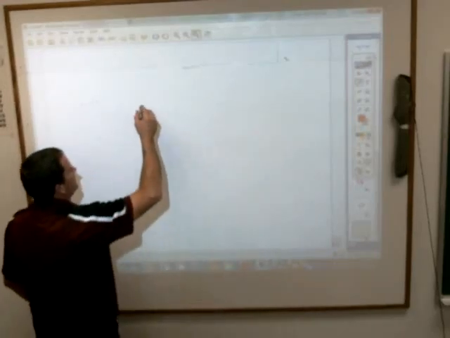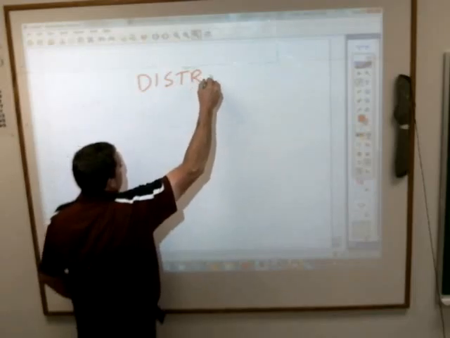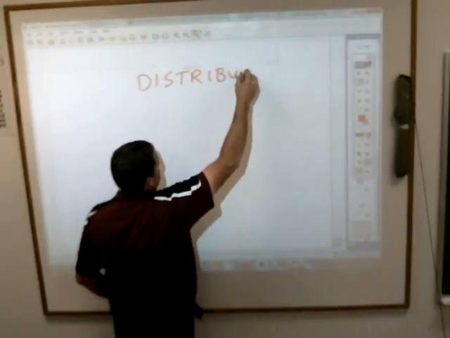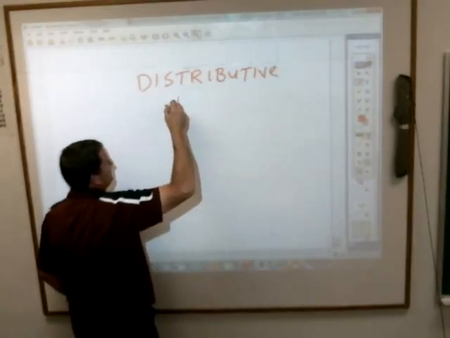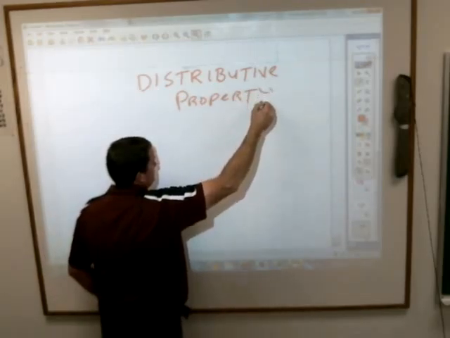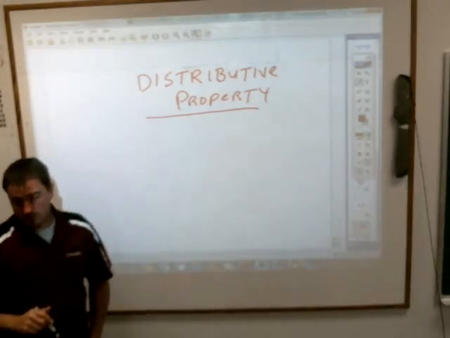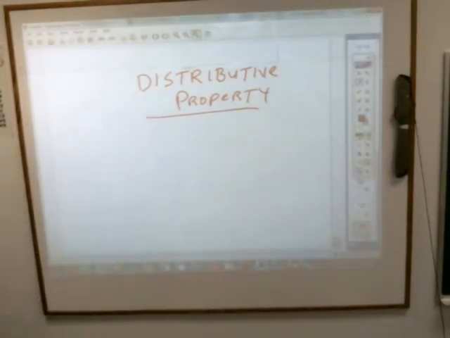Write this down. First of all, it starts with this. Write this down, distributive property. Okay, the distributive property is nothing more than this.